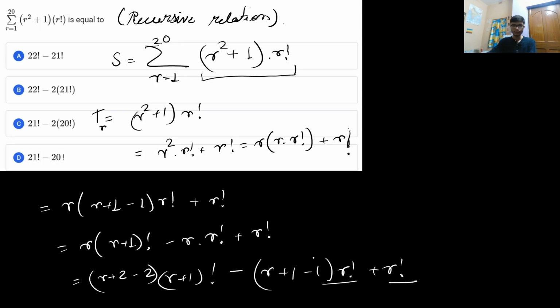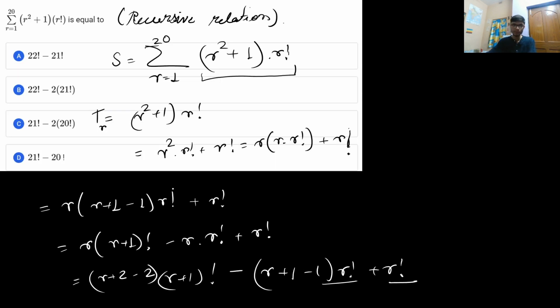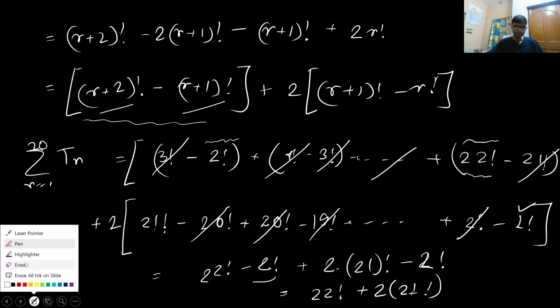So the result will be the sum is equal to 22 factorial plus 2 times 21 factorial. This will become equal to 22 factorial minus 2 times 21 factorial. Yeah, that's the mistake, I guess. So this will be minus 2 times 21 factorial. Okay, there is a sign error. Yeah, I got the sign error.